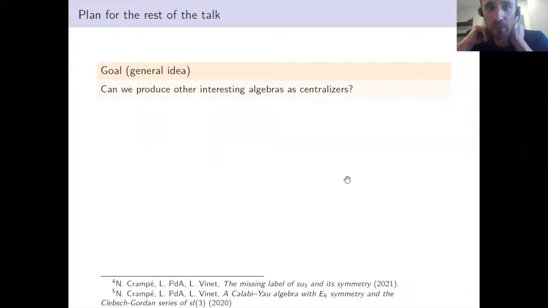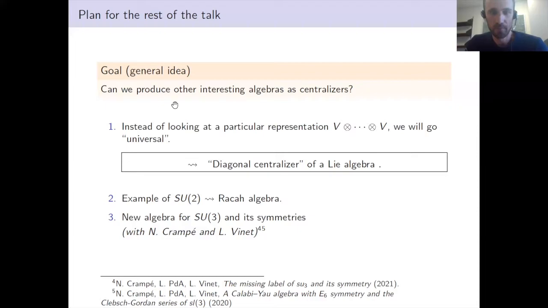So let me stop here with this first part and go on with the second part of the talk. You see, the general idea was we produce interesting algebras when we look at centralizers. So can we produce other interesting algebras? And I will change the picture a little bit. Instead of looking so far at particular representations, very often tensor product representations of some group or Lie algebra, now we will do something a bit different. We will go universal, meaning that we will try to study the centralizer of any possible representation in one shot.